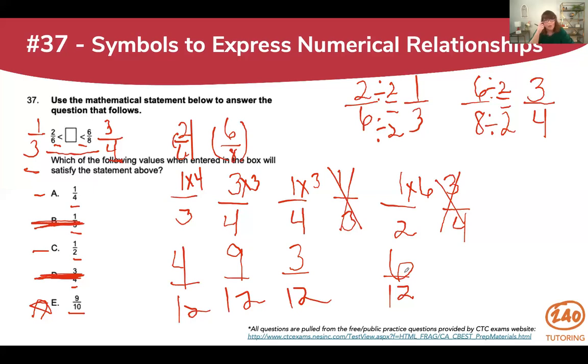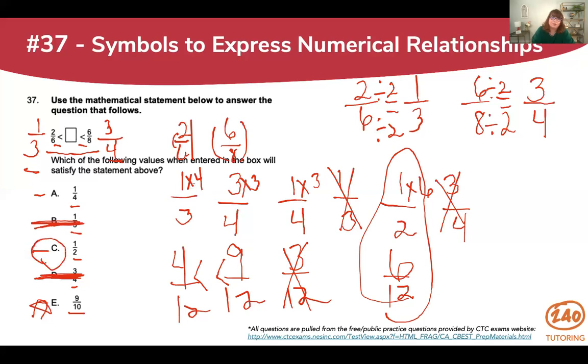All right, now I can compare all of these fractions. So I'm looking for something that is greater than 4/12, but less than 9/12. Well, 3/12 is not greater than 4/12. 6/12 is greater than 4/12, and it's less than 9/12. So this is my correct answer. 1/2 is correct, not 1/4. So we can cross that one out.